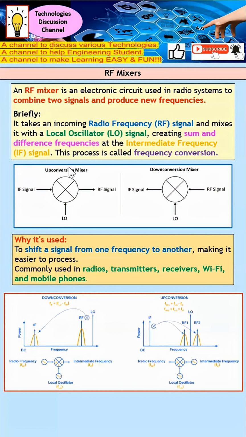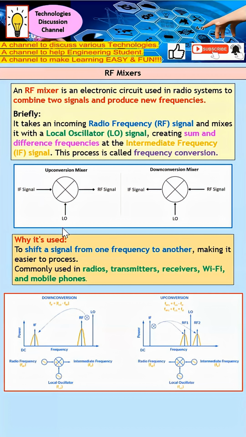We have both up conversion and down conversion. For up conversion, as you can see from here, they shift the frequency from a lower frequency to a higher frequency. As for down conversion, they shift a higher frequency to a lower frequency.